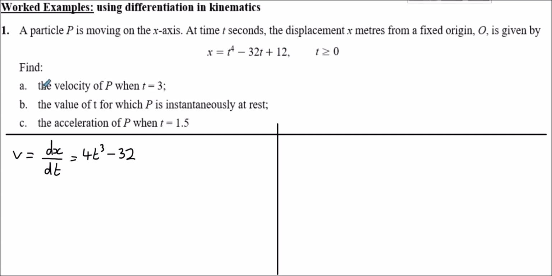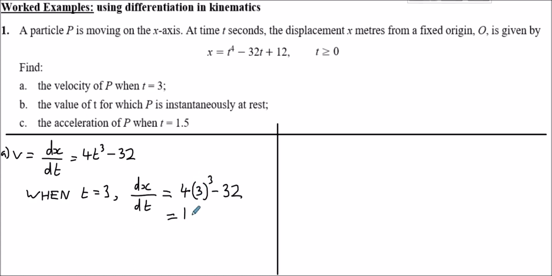For part A, we want to find the velocity of P when t is exactly 3. So when t is 3 seconds, we're going to have that dx over dt is 4 lots of 3 cubed minus 32. So using your calculator, 3 cubed is 27, 4 times 27 gives you 108, and 108 take 32, that's going to give us 76 meters per second.